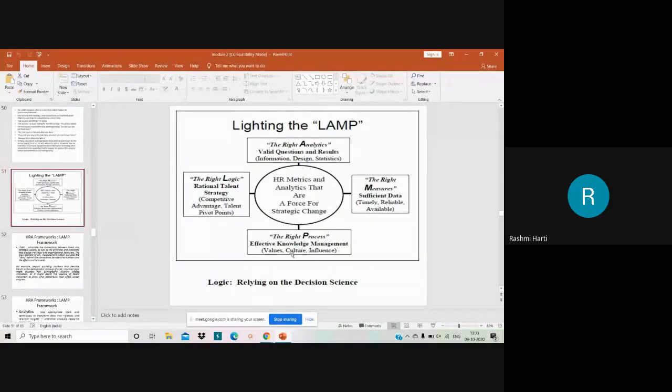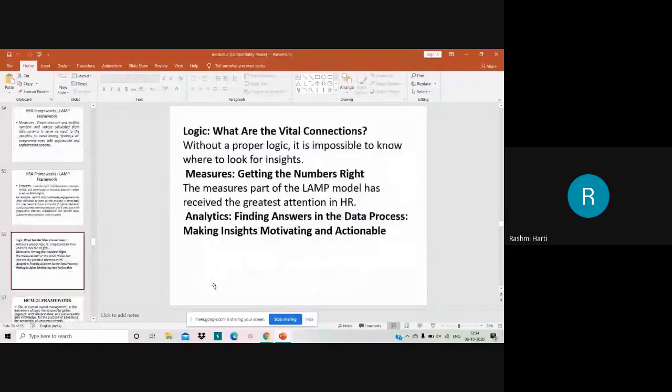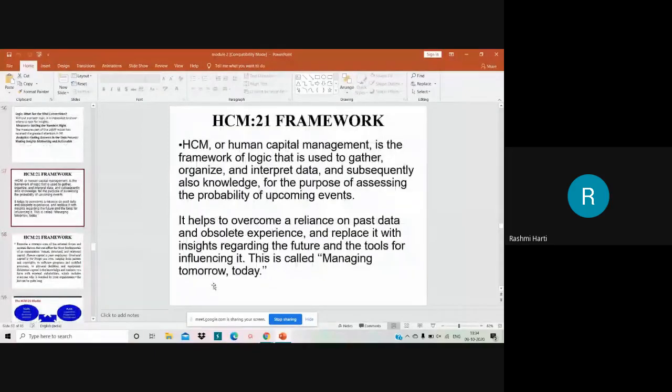That means you create a very good culture, values, and influence in the organization. You try to implement the right process in your functions of the HR, right? So that's what we say is the LAMP framework. Okay. Now coming down to the next framework, that is the HCM 21 framework. HCM stands for Human Capital Management.